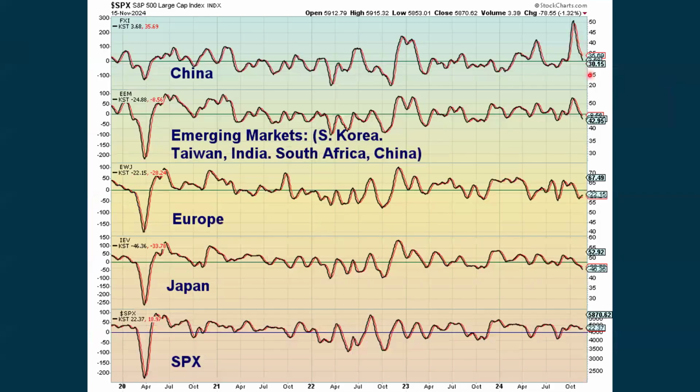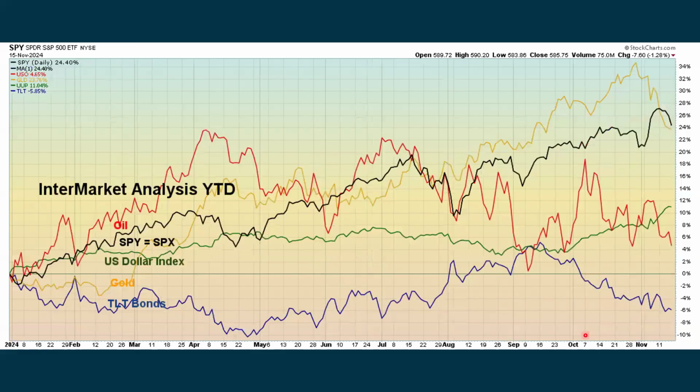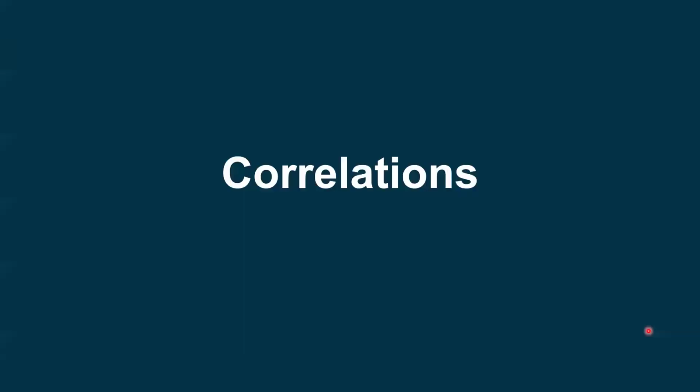And then we're still in a downtrend longer term when we look at China and emerging markets. Europe is trying to bounce back up here, and a downtrend in Japan, and pretty much flat right now in the US. Intermarket analysis, where we're actually seeing stocks, they are under pressure, but they're actually outperforming gold year to date. And we have the dollar, oil, and then bonds continue to be negative based on price year to date.